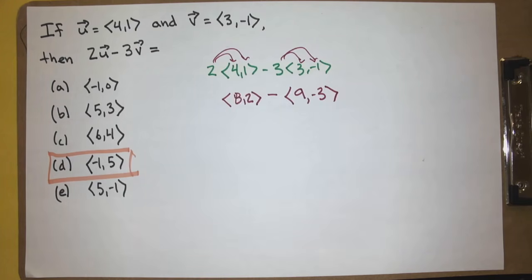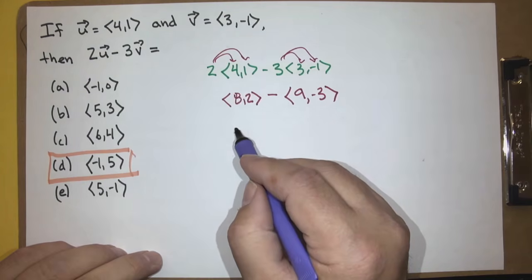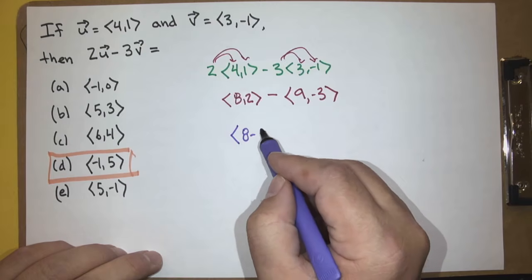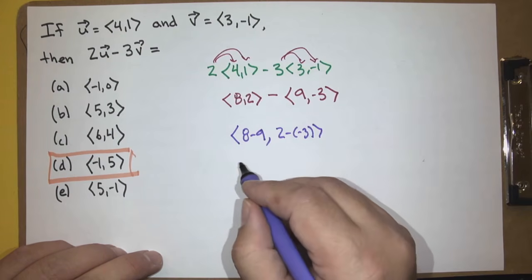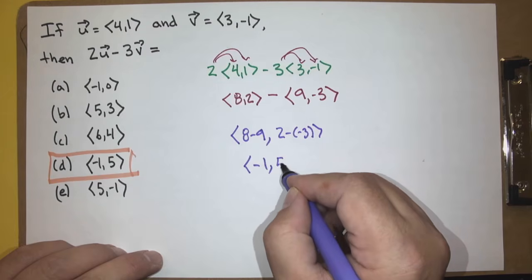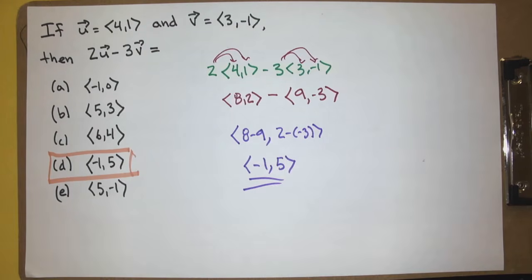Adding, subtracting. Well, you do what you think should be the obvious thing, which is just work entry by entry. So 8 minus 9, and 2 subtract -3, giving us -1, 5. Yes, D. Good. Whew. The right answer was there. Now, what's the punchline? Well, one thing, it's not too bad. Working with vectors can be pretty pleasant.